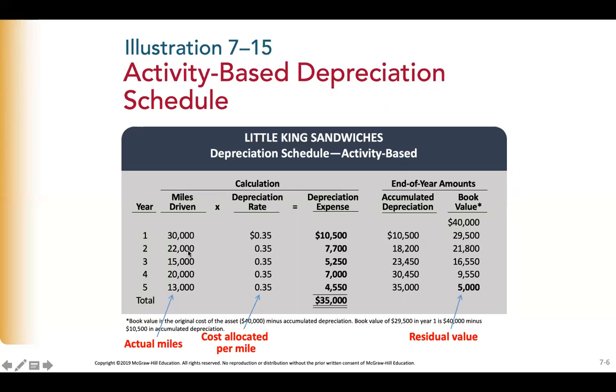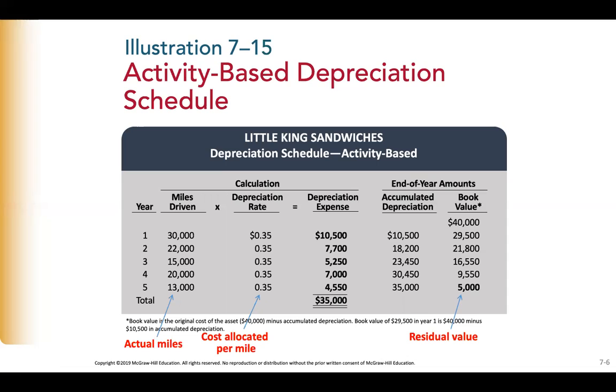In year 2, we drove 22,000 miles. So we depreciate those 22,000 miles at 35 cents a mile, $7,700. Accumulated depreciation is the prior year accumulated depreciation plus this year's depreciation expense. We continue this on, multiplying actual miles driven times our rate for each year. Now notice, in this example, the delivery truck is driven exactly 100,000 miles over 5 years.